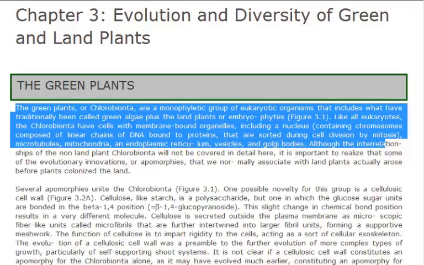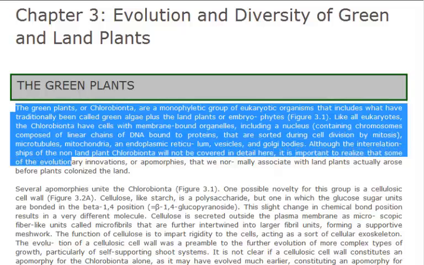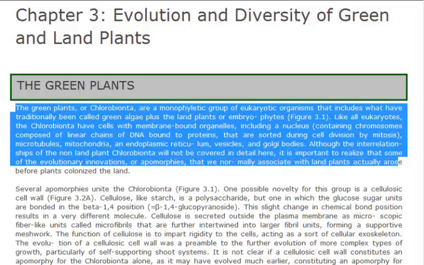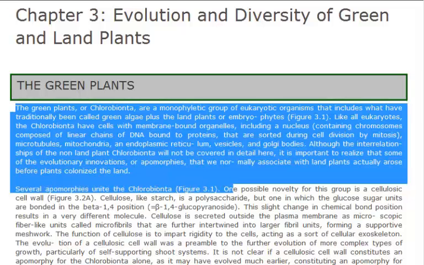Although the interrelationships of non-land plant Chlorobionta will not be covered in detail here, it is important to realize that some of the evolutionary innovations, or apomorphies, that were normally associated with land plants actually arose before plants colonized the land. Several apomorphies unite the Chlorobionta, Figure 3.1.